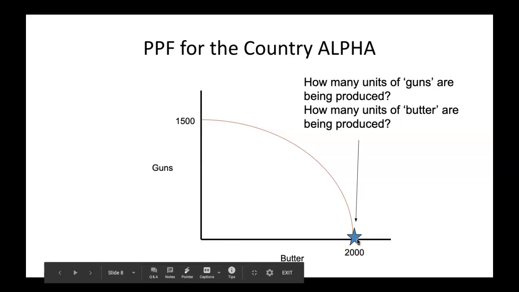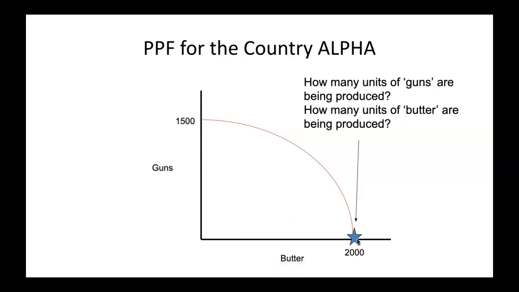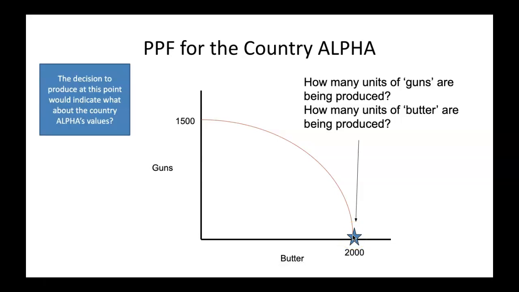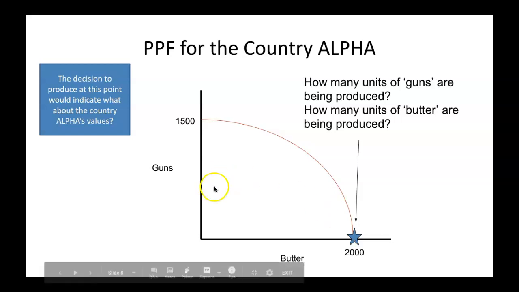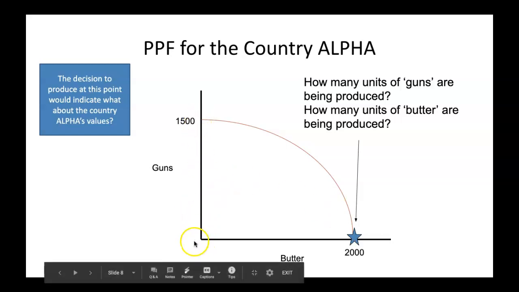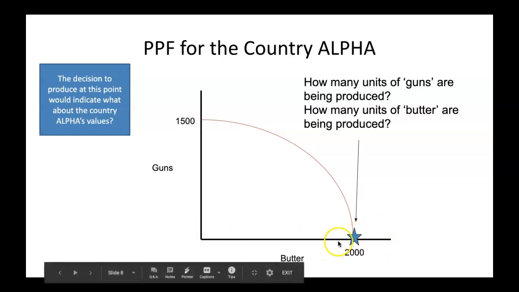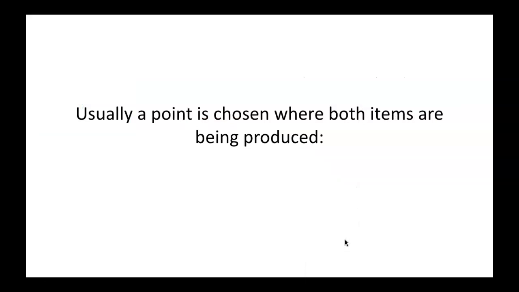How many units of butter are being produced at this point? And again, the decision to produce at this point would indicate what about that country's values? If they spent no money whatsoever on keeping themselves safe and secure, and all their money on civilian goods, what would that tell us?